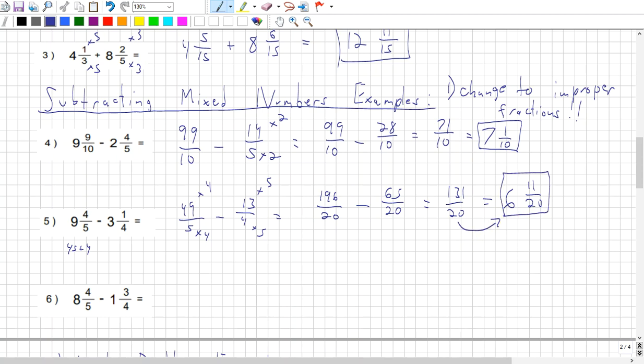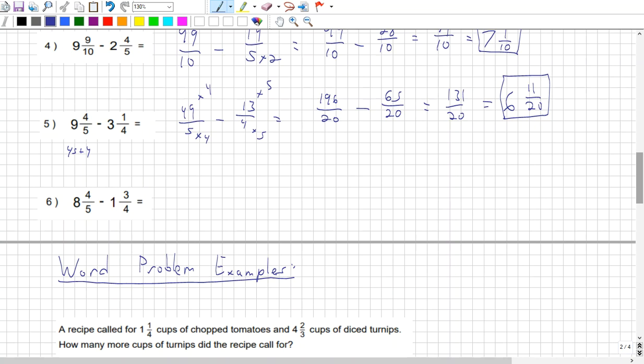If you're unsure how I converted that, maybe just watch it again. Go back, do maybe a little review of how to convert improper fractions to mixed numbers. Last example here before I get into a couple word problems.